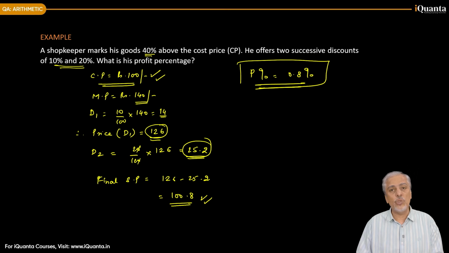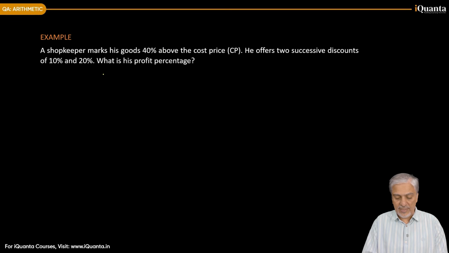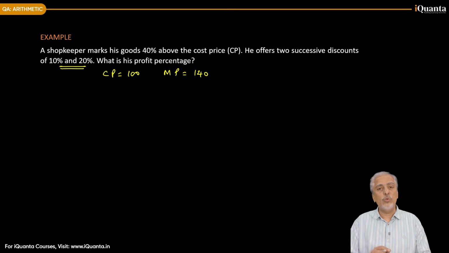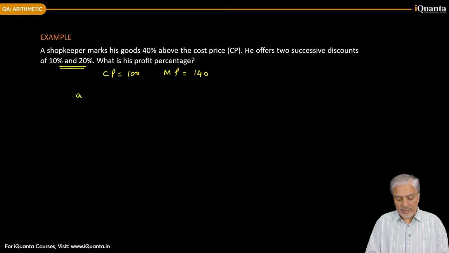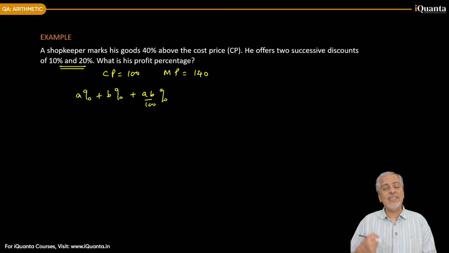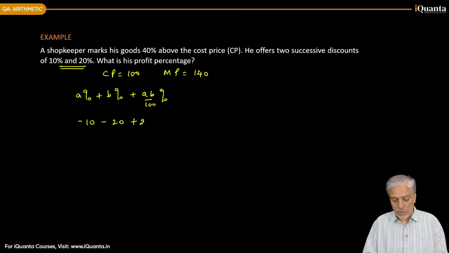What are the different approaches you could have taken for this question? I will show you two more approaches. The first part is the same, where cost price is 100 and mark price is 140. Let's leave that. What about the two discounts? When you have two discounts, discount 1 and discount 2, you can use successive percentage change. We know successive percentage change can be used as A% plus B% plus AB by 100%. But discount means negative, so it's negative 10 minus 20 plus 200 upon 100, which is 2. So you get a discount of 28%.